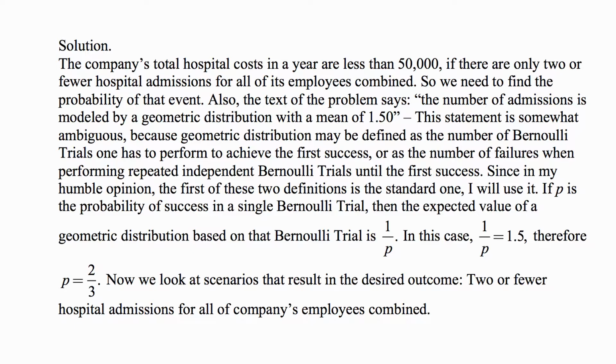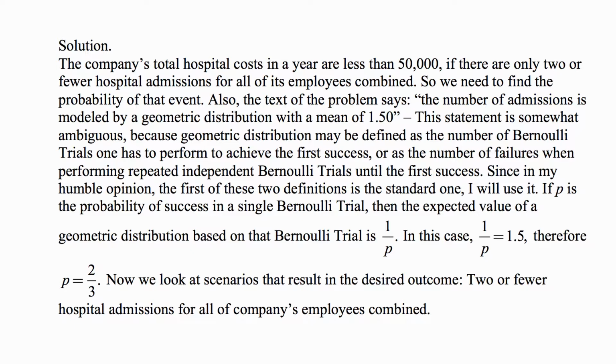Also, the text of the problem says the number of admissions is modeled by a geometric distribution with a mean of 1.50. This statement is somewhat ambiguous because a geometric distribution may be defined as the number of Bernoulli trials one has to perform to achieve the first success, or as the number of failures when performing repeated independent Bernoulli trials until the first success. Well, in my humble opinion, the first of these 2 definitions is the standard one, so I'll use it.